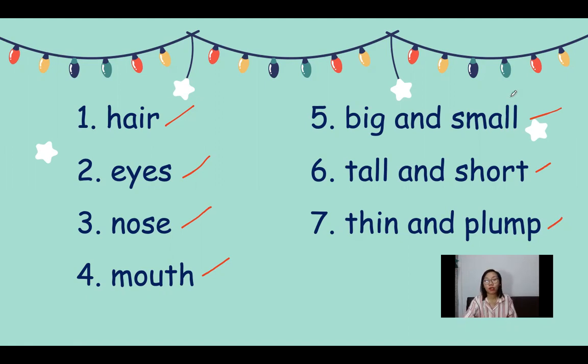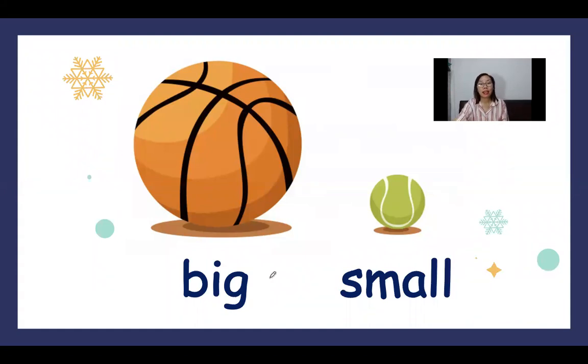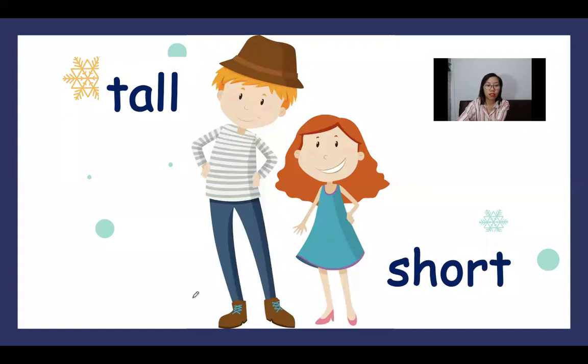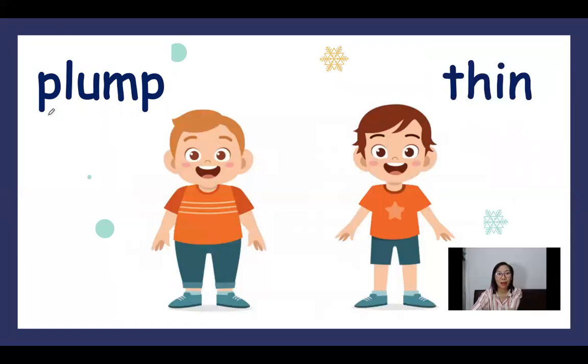Okay, all right, let us review again some of our words. Again, big and small. Next one, tall and short. Next is plump and thin. Okay, again, one more time. Plump, thin. Okay, so those are the 6 words.